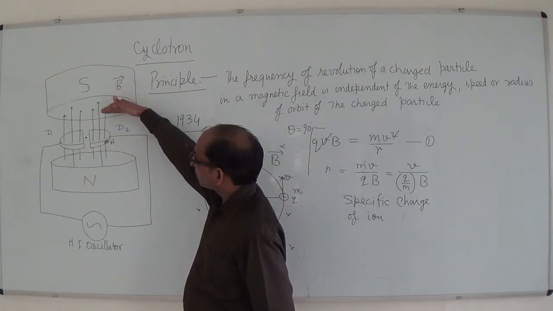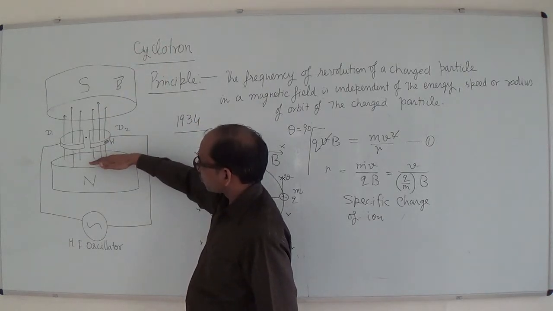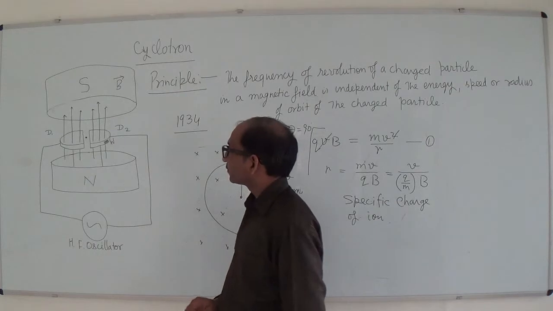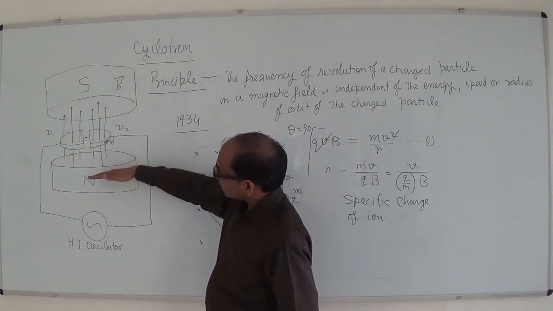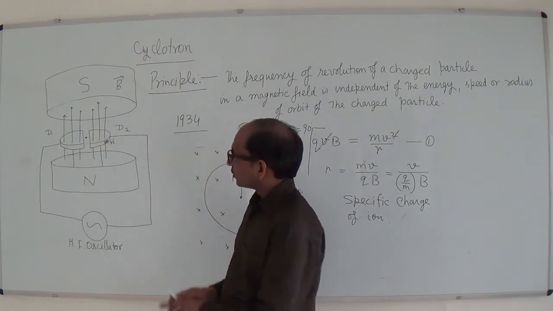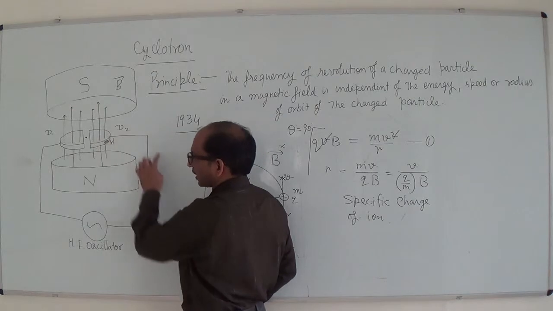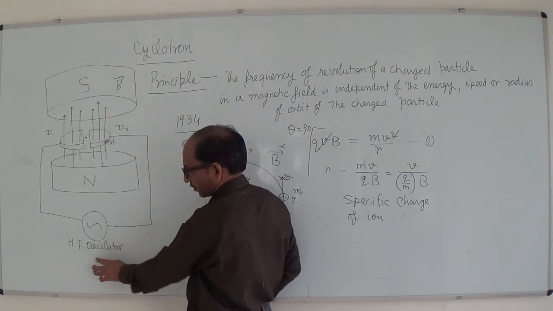So the lower portion is south and the upper part is north. Here the upper portion is north and the lower part is south. So the magnetic field is applied perpendicular to the D's. These two D's, D1 and D2, are connected with a high frequency oscillator.